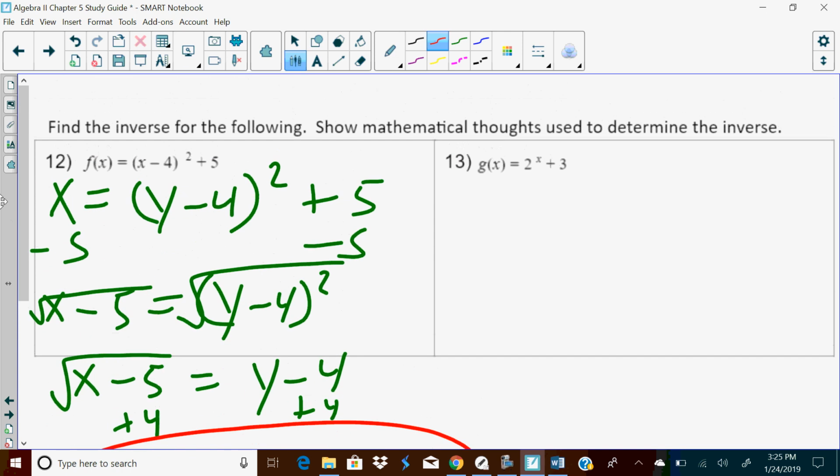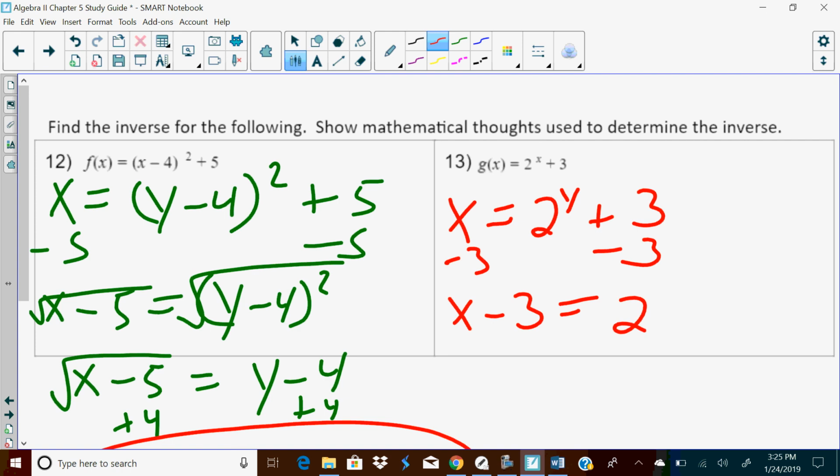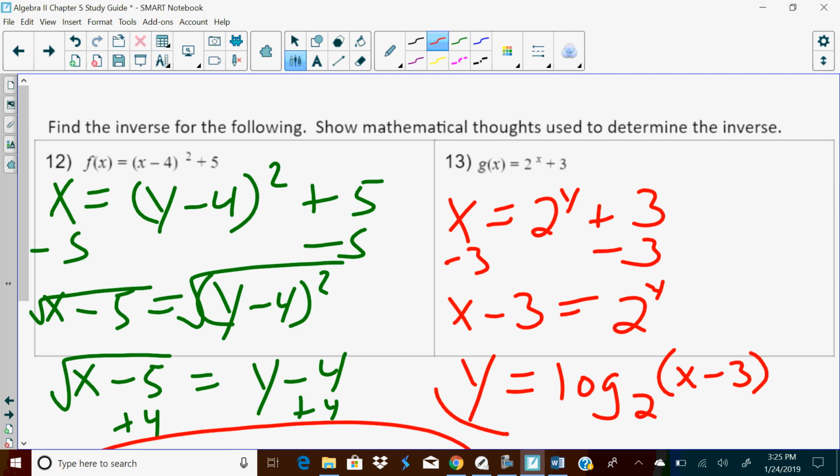Okay, for g, I'm going to do the same thing. So I get x equals 2 to the y plus 3. So I'm going to subtract 3 from both sides. So I get x minus 3 equals 2 to the y. So I have to change it into a logarithm. So I'm going to rewrite it as y equals the log base 2 of x minus 3. That's going to be my answer.